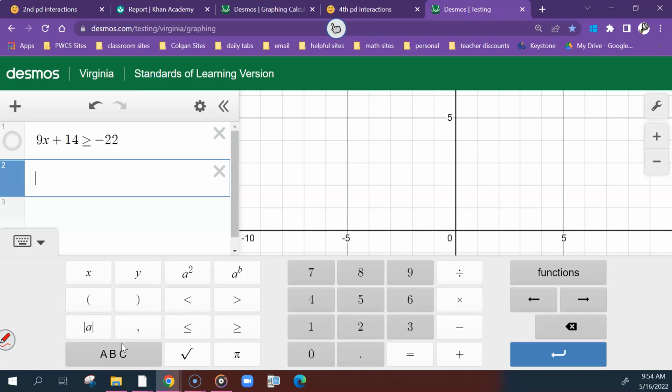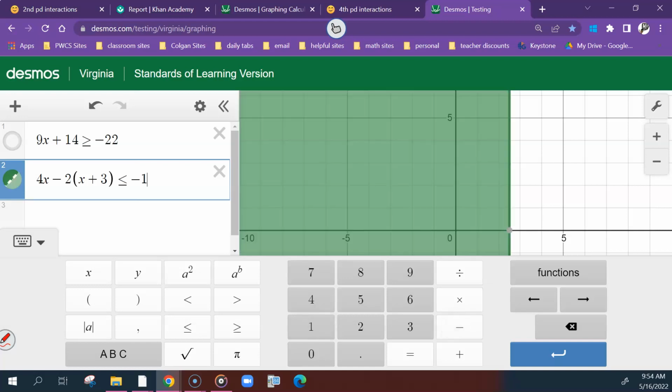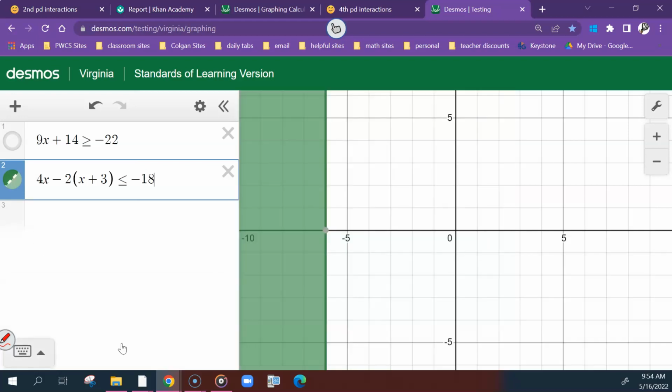For number 4, just do extractions. Wait, what's the inequality notation again? x is greater than or equal to negative 4. For number 4, this is everything less than or equal to negative 6. So your interval notation would be negative infinity to negative 6 with a square bracket. And that would be a closed circle going to the left.